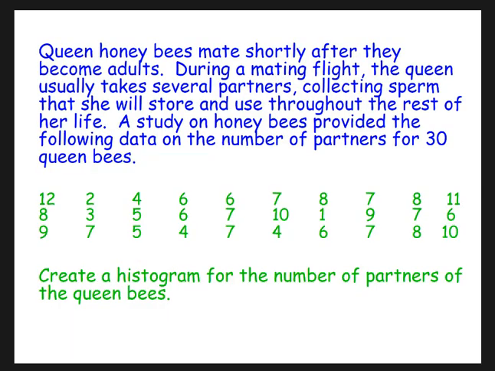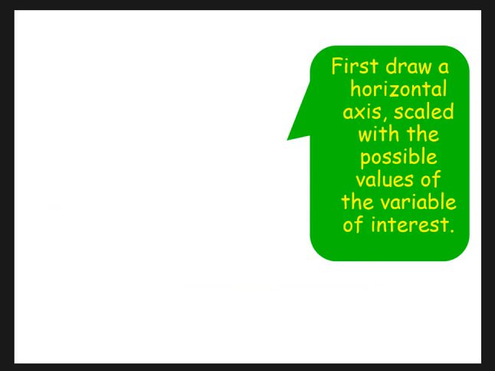So in this example, we have queen honeybees mate shortly after they become adults. During the mating flight, the queen will usually take several partners, collecting sperm that she will store and use throughout the rest of her life. A study on honeybees provided the following data on the number of partners for 30 queen bees. So that's the number of partners they had during their mating flight. We're going to create a histogram based off of this data.